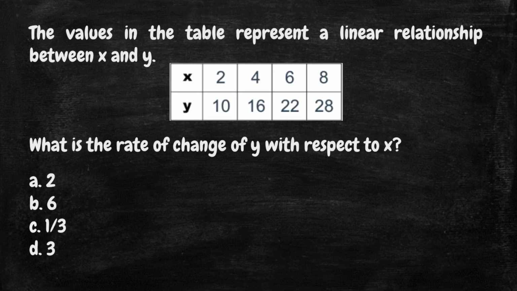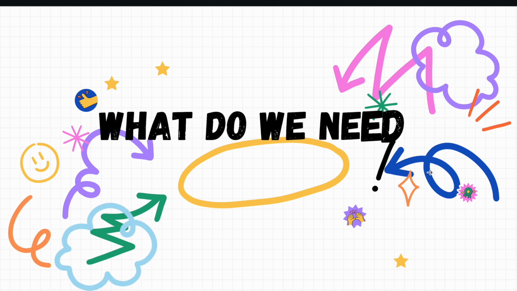Here's today's question. The values in the table represent a linear relationship between x and y. We have an xy table with values (2, 10), (4, 16), (6, 22), and (8, 28). What is the rate of change of y with respect to x? What do we need to know?